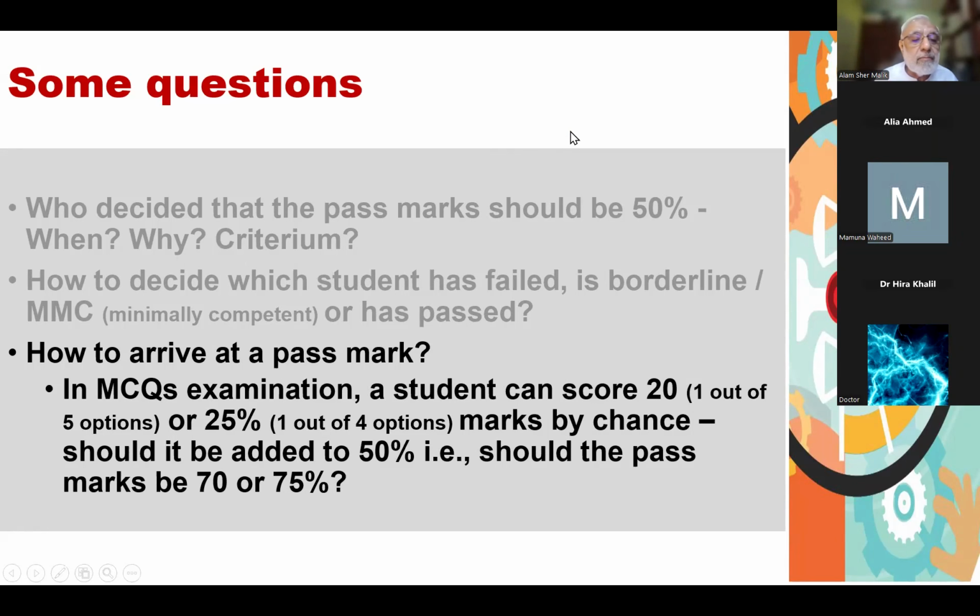Right. And the third question is how to arrive at a pass mark. In a multiple choice question examination, a student can score 20 if there are 5 options, or 25 if 4 options, by chance. So should it be added to 50%? Should the pass marks be 70 or 75? These are basic, very fundamental questions in our assessment: how do we decide, and why is it 50% pass marks?